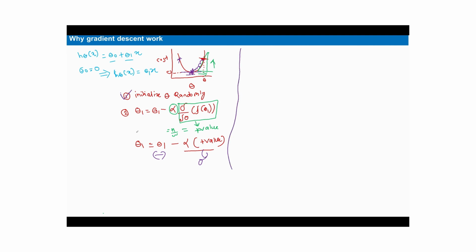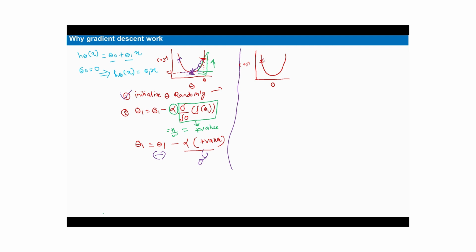Okay, so in this time what will happen? In the same way, suppose this is our y-axis, the cost, and this is our x-axis, which is theta. This is the cost function. At the first step, suppose theta gets randomly initialized here.